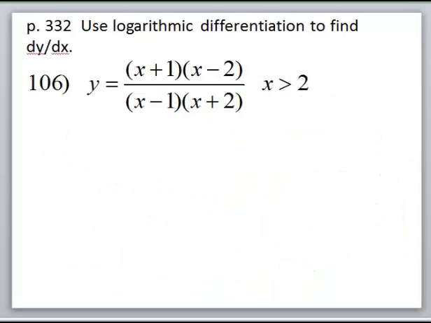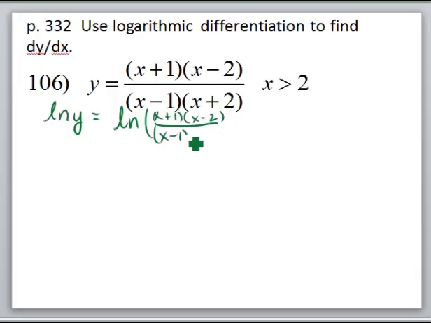This last example, what I'm going to be doing is using logarithmic differentiation again. The reason why I want to do that again is because this would require a quotient rule, and the quotient rule will have product rule inside of it. And what I can do is totally eliminate all that by using the natural log. So I'm going to natural log both sides. And what that allows me to do is use the rules of natural logs to simplify this before I take the derivative.